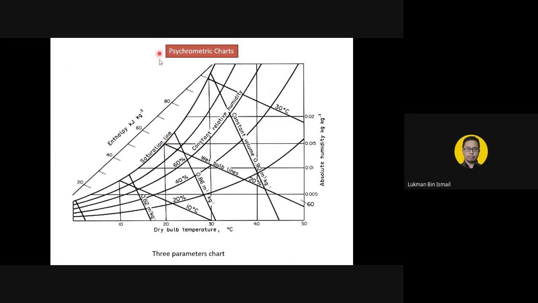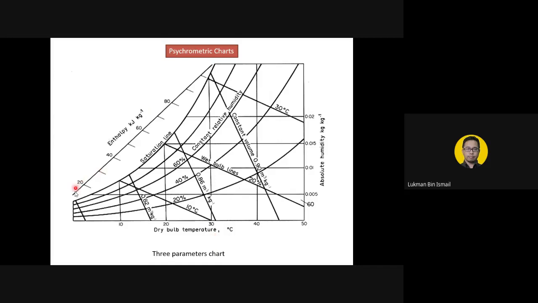This is a chart we call a psychrometric chart, which contains 3 parameters. What are the parameters? Enthalpy, the dry bulb temperature, and the absolute humidity. Dry bulb temperature means that the thermometer is not covered with moisture or water. The enthalpy unit is kilojoule per kilogram, the absolute humidity is kilogram per kilogram, and the temperature is in degrees Celsius.